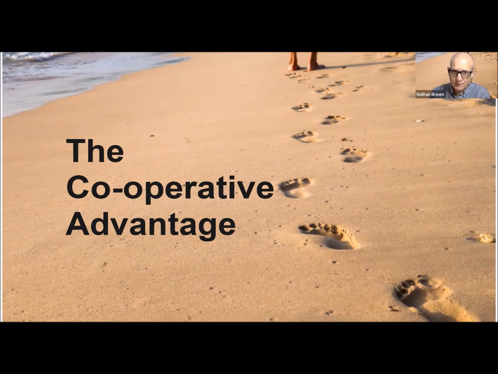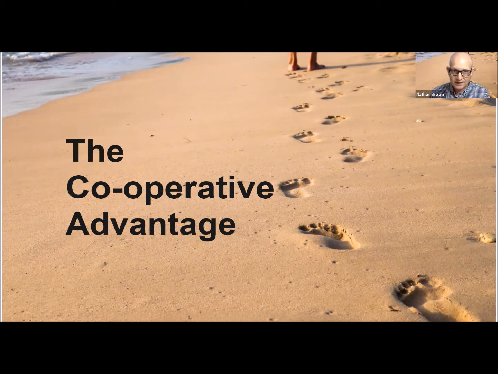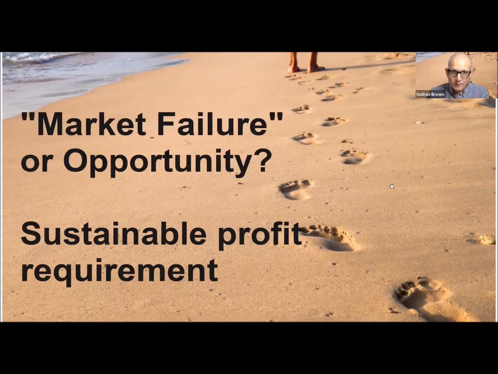In some cases, co-ops may appear to operate "normal" business models, but will have an extra dimension such as worker ownership. These extra dimensions can be referred to as the cooperative advantage. So here are a few examples of cooperative dimensions to business models. Market failure, or is it a co-op opportunity?